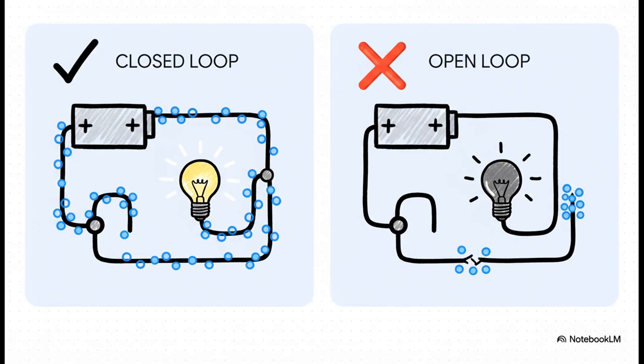And here's exactly why that closed loop rule matters so much. On the left, you see a complete circle. The path is unbroken, the electrons are flowing, and look at that, the light is on. Now, on the right, there's a break in the path. The loop is open, the electrons hit a dead end and stop, so the light is off. This simple idea is literally how every light switch in your house works. All it's doing is opening and closing that loop.